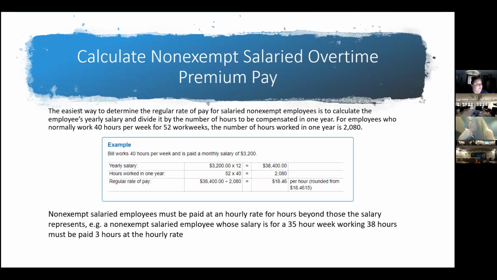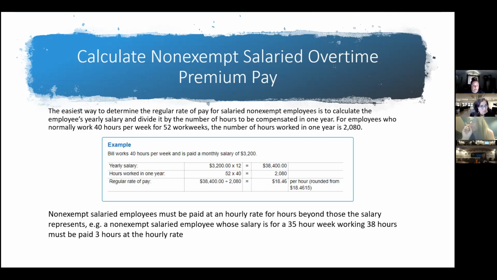All right. So let's look at a salaried non-exempt employee. A salaried non-exempt employee means that they are paid a salary, but they also get paid overtime if they work over their normally scheduled hours. So let's figure out Bill's weekly salary. Bill works 40 hours per week and is paid a monthly salary of $3,200. So let's figure out what his regular rate of pay is going to be.